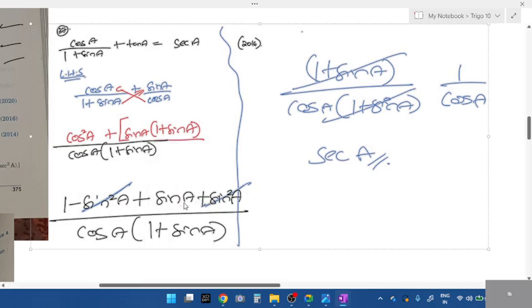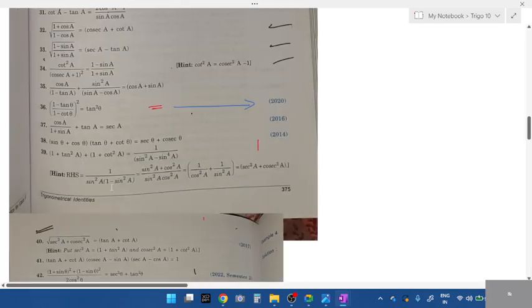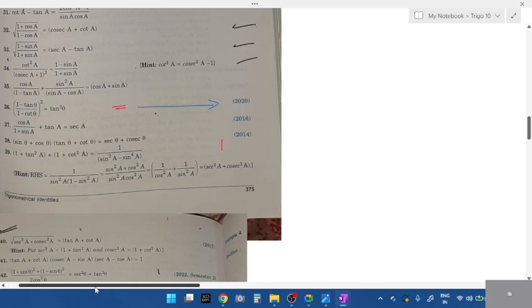Fine. Next one. Square question. 2016. 2014, you make a note. All of you will try it for homework. 2014. Copy the 2014 question. 38th one. So I think I've covered everything, students.